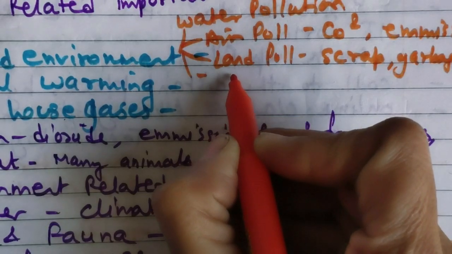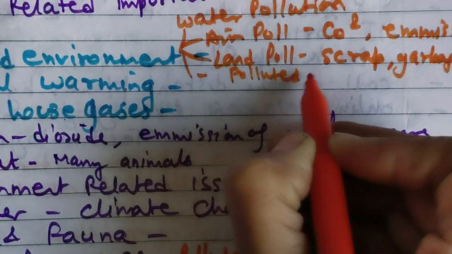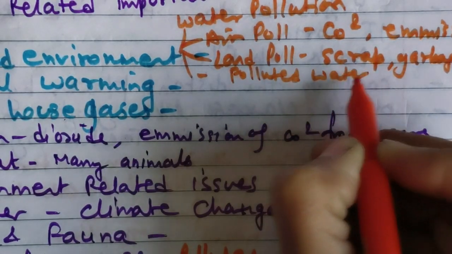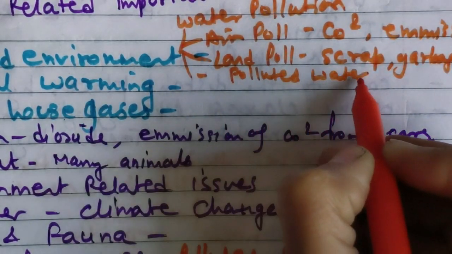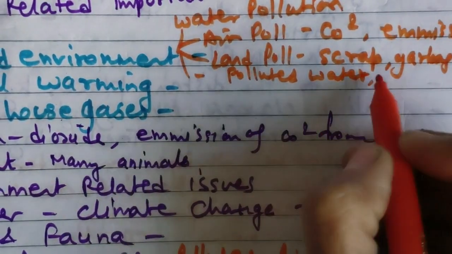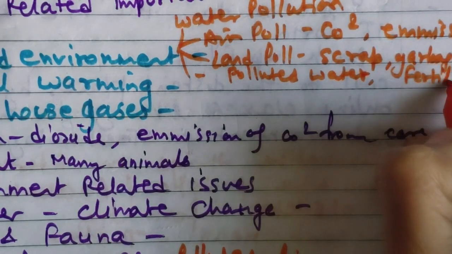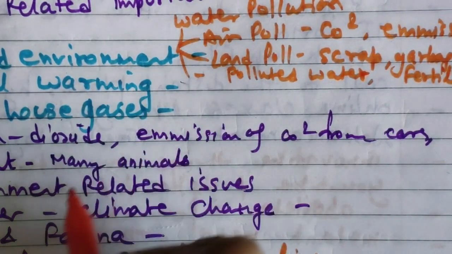Use of polluted water, throwing of polluted water on the soil by factories, and use of more fertilizers by farmers. This is also part of land pollution.